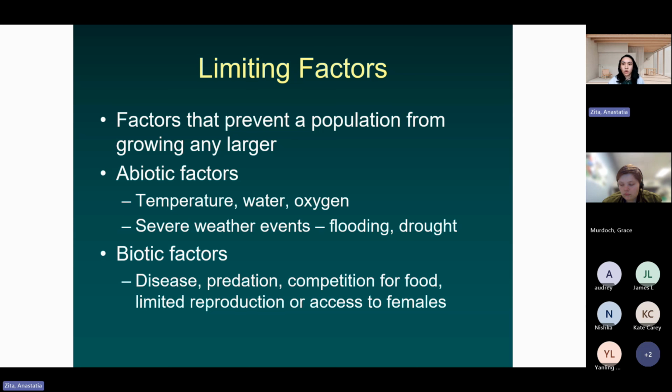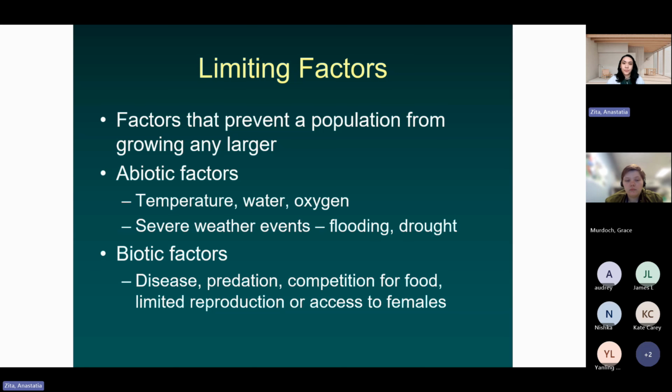There are different factors that can stop a population of animals from getting any bigger. These factors can be divided into two main categories: abiotic factors and biotic factors. Abiotic factors are things in the environment that are not living, such as temperature, water, and oxygen. If these things are not at the right levels, it can make it difficult for animals to survive and reproduce. Severe weather events such as flooding or drought can also have a big impact on animal populations.